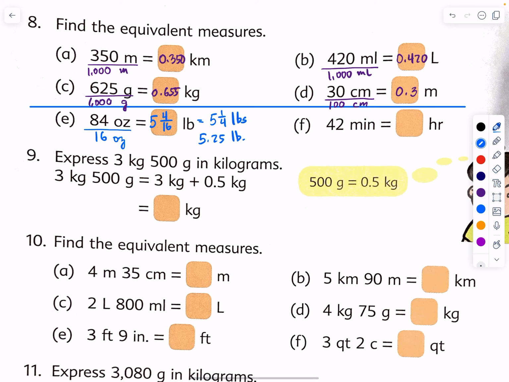Now, 42 minutes out of 60 minutes, right? That's 1 hour. And that is just 42 out of 60. Now, that is not that difficult. Let's divide by 6, and it becomes 7/10 of an hour, or 0.7 of an hour. Okay? Now, let's look at number 9.